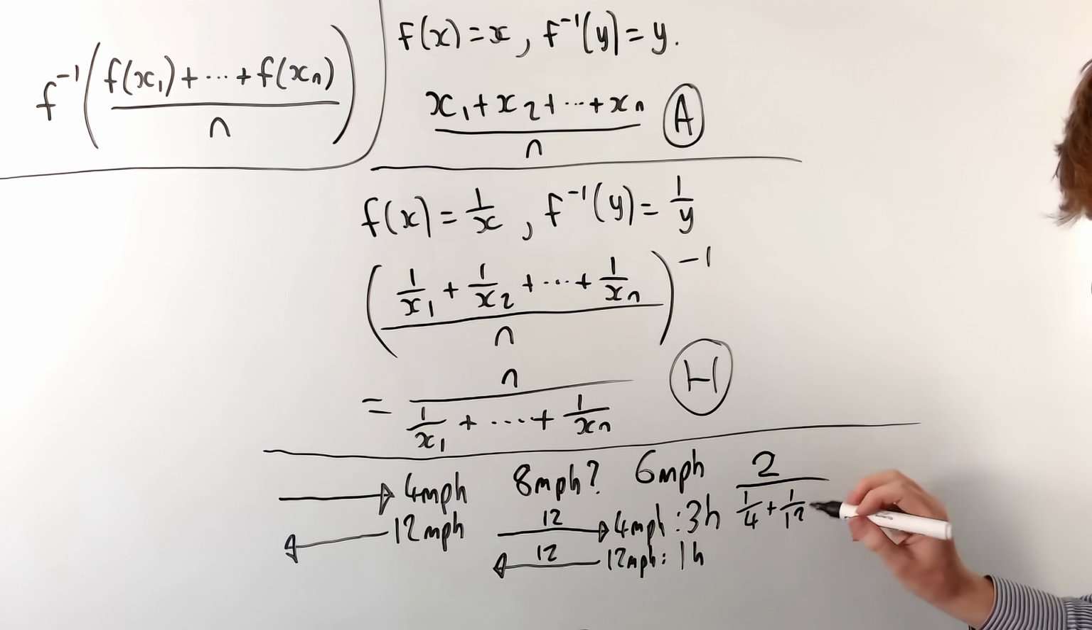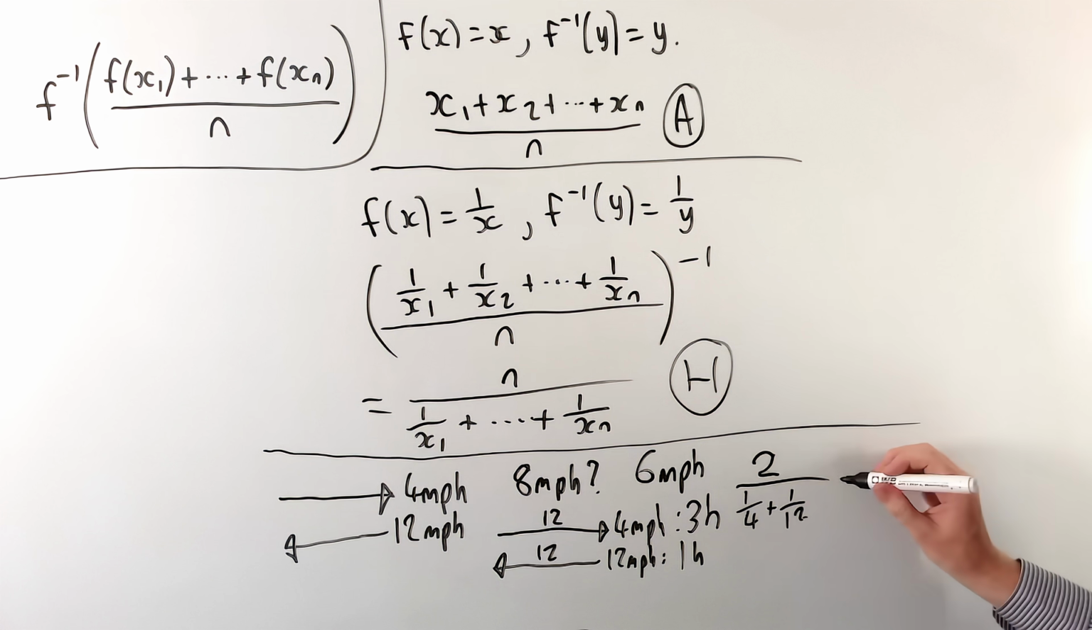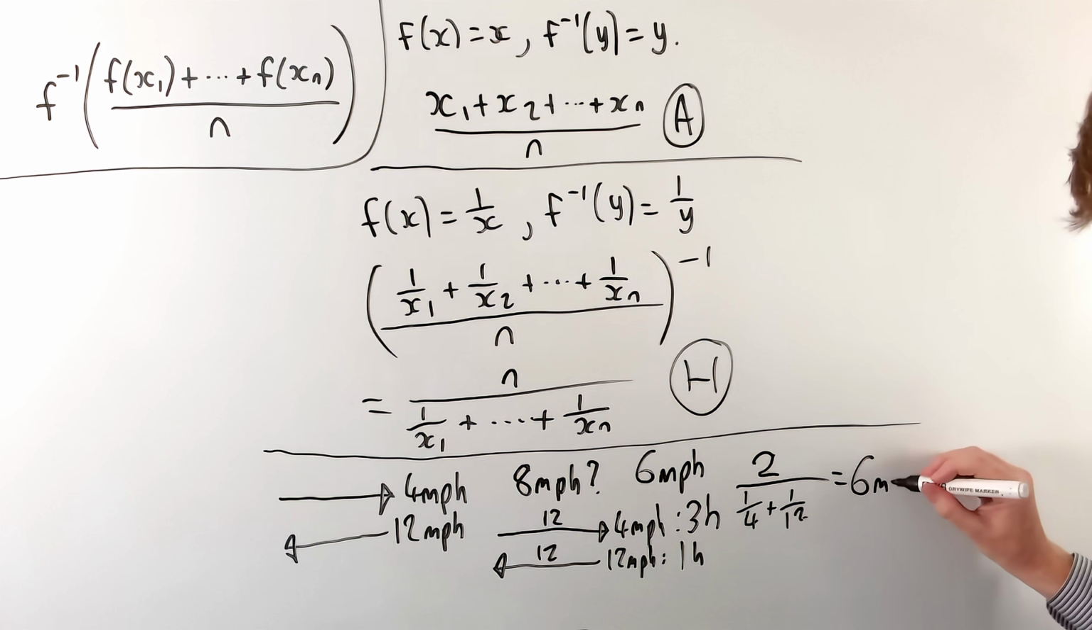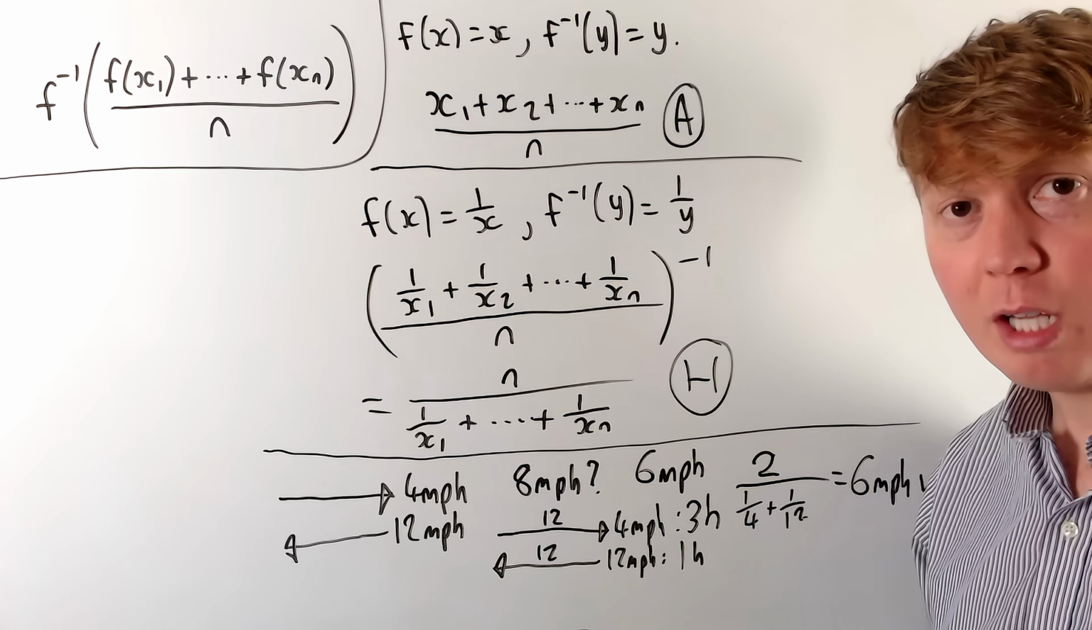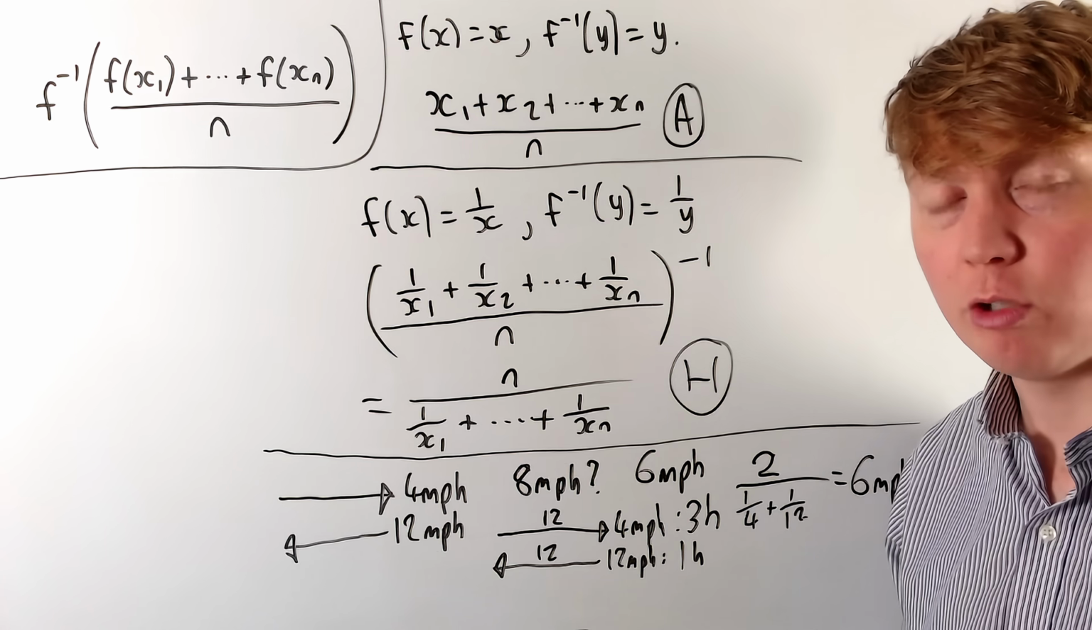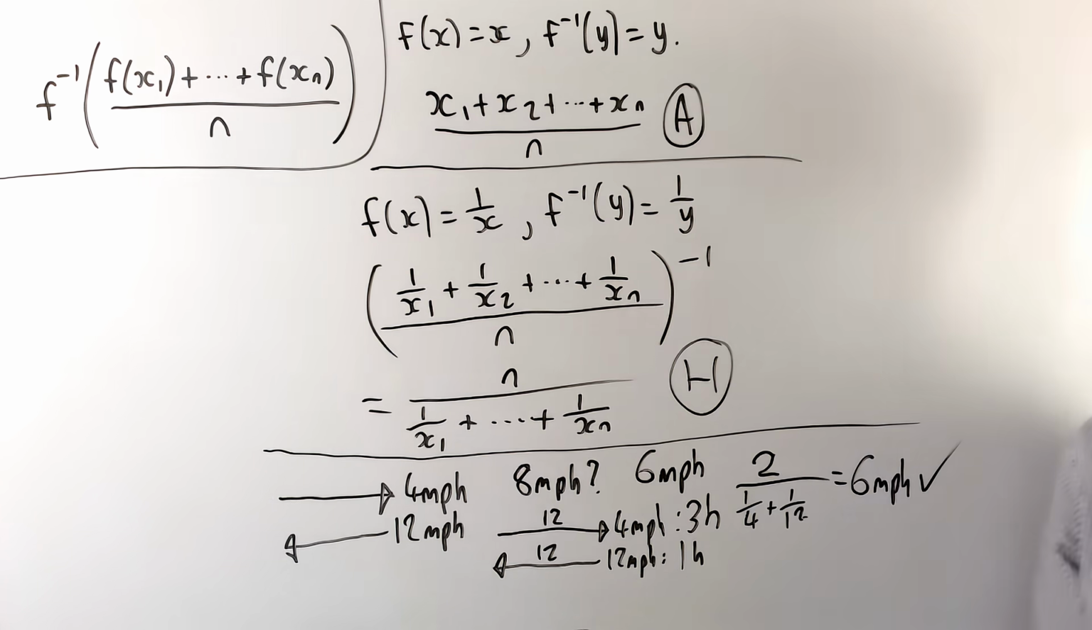So 1 over 4 plus 1 over 12 gives us a third, so we do 2 divided by a third, and you would indeed get 6 miles per hour, which is the true average speed. So you can verify this a bit more formally and more generally if you're interested too.